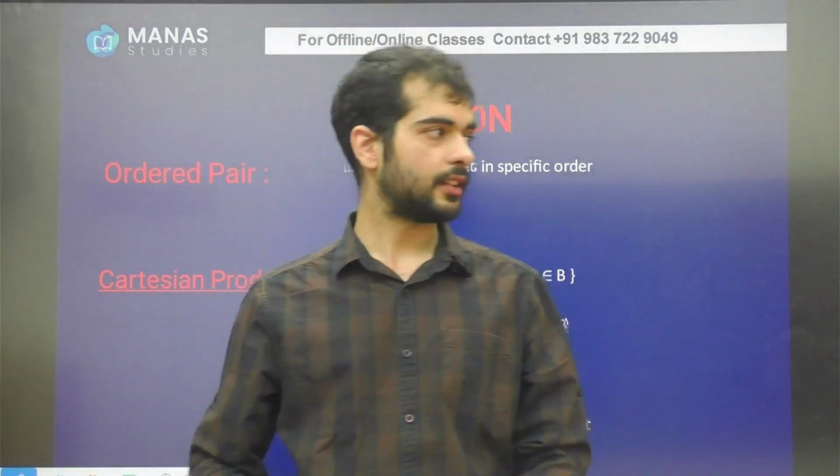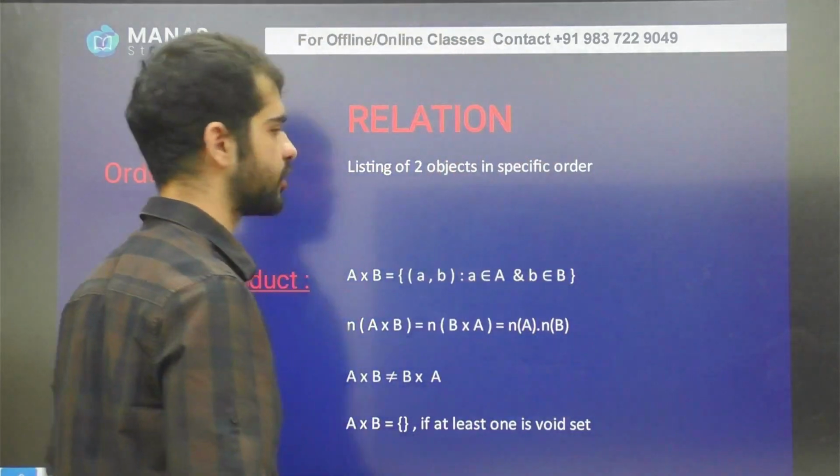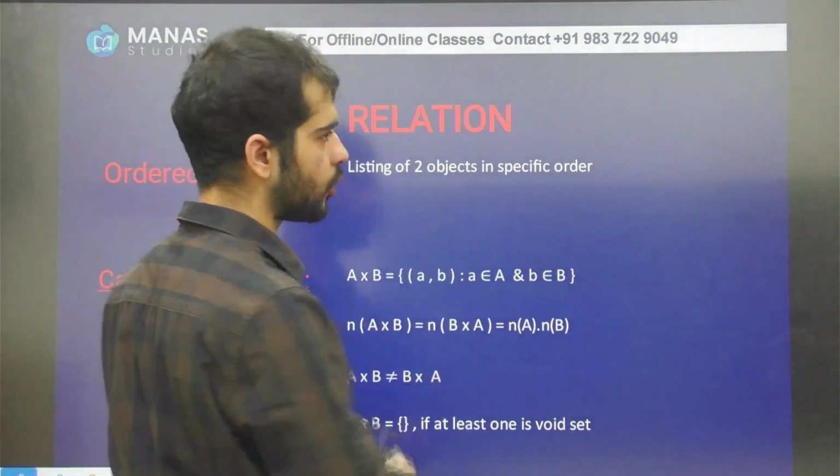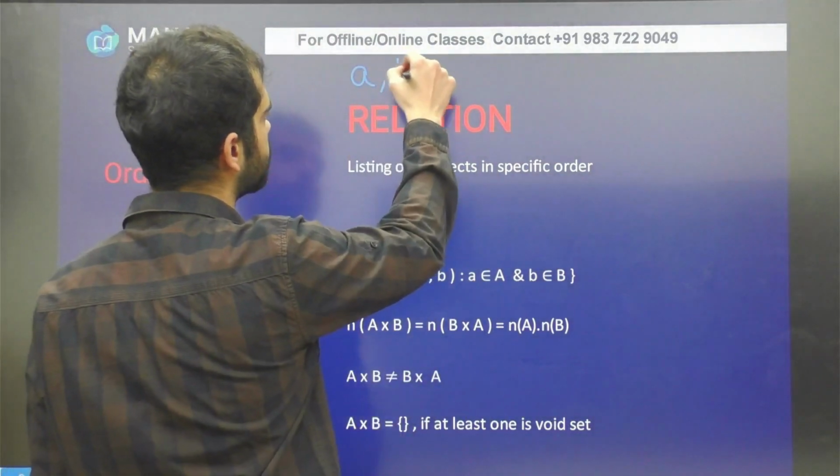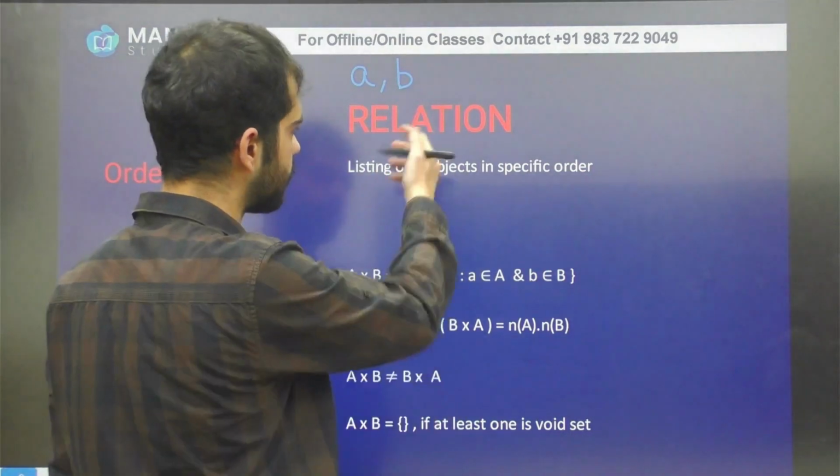Welcome to Mana Studies. Let's begin with today's topic, that is relation, which is part 2 of sets. Now, what does relation mean? In Hindi, it means संबंध. अगर दो elements एक दूसरे से किसी भी तरह related हैं, then they fall under this topic.